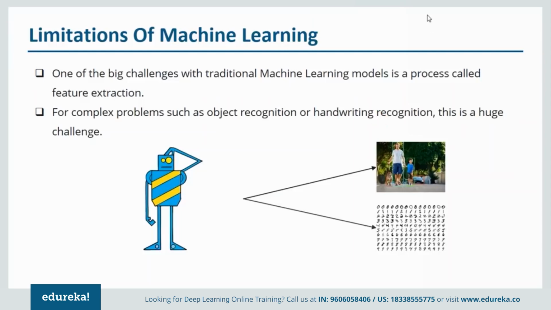Now, what happens because of that? Complex problems such as object recognition or handwriting recognition become a huge challenge for machine learning algorithms to solve. Now, let me give you an example of this feature extraction. Suppose you want to predict whether there will be a match today or not. It depends on various features, such as whether the weather is sunny, whether it is windy, all those things.